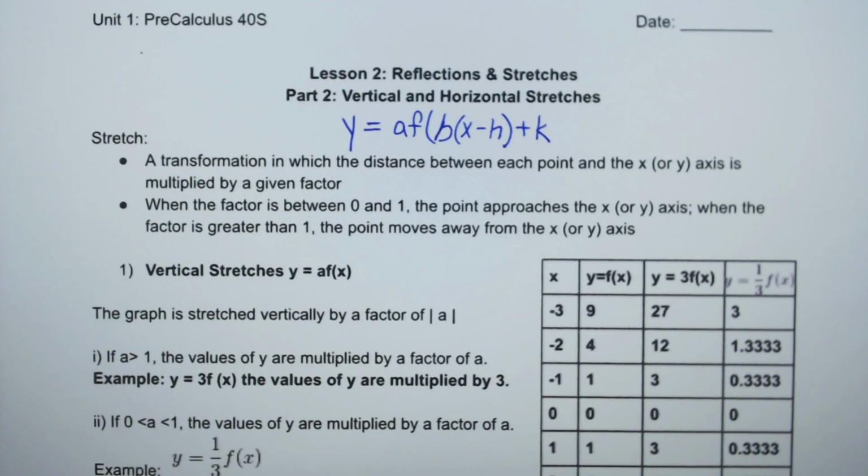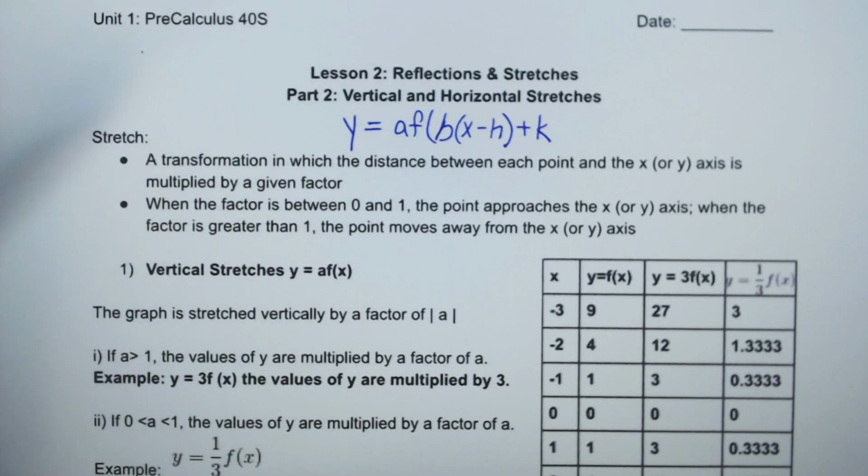Welcome to Unit 1, Lesson 2, Reflections and Stretches, Part 2: Vertical and Horizontal Stretches. So in the last video, we looked at how the negative or positive value of either the x's or y's caused a reflection across the x or y axis. Now we're going to look at how the values of a and b affect the shape of the graph.